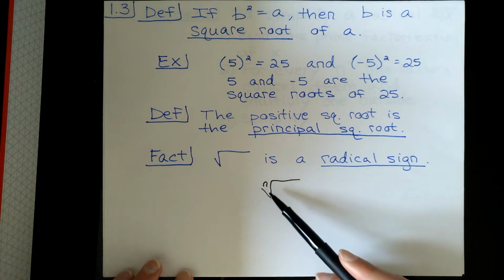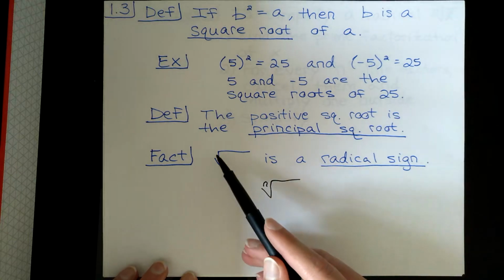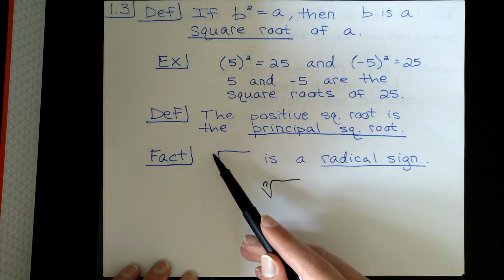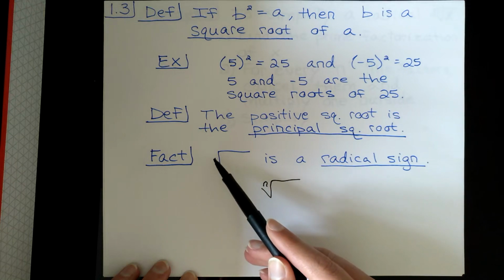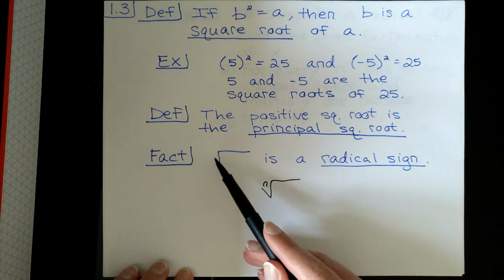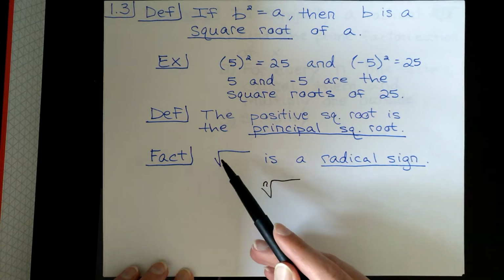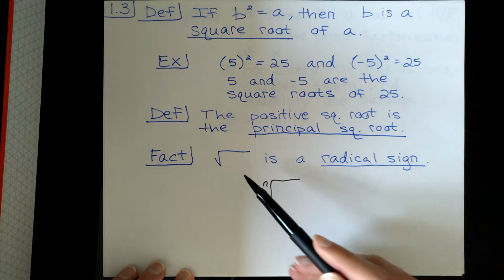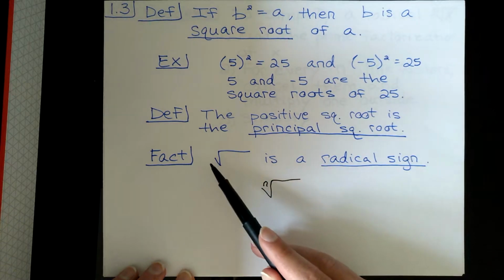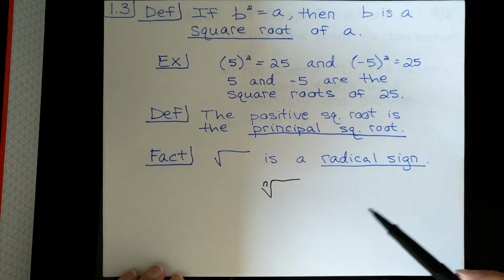That tells you how many of the same factor you need to simplify this. With a square root, there is technically a 2 here, but we don't write it because it's not needed. But that's really the radical index, a 2. With a cube root, there's a 3. With a fourth root, there's a 4, and so on. And that tells us how many of the same factor we need to simplify the radical.